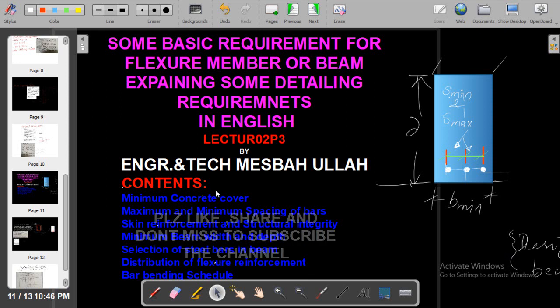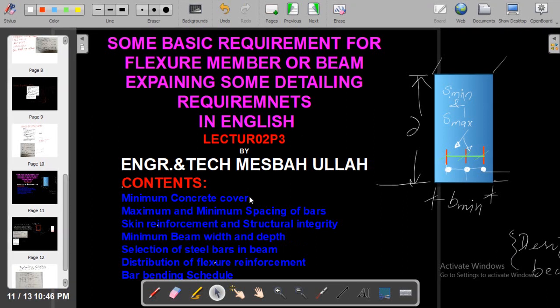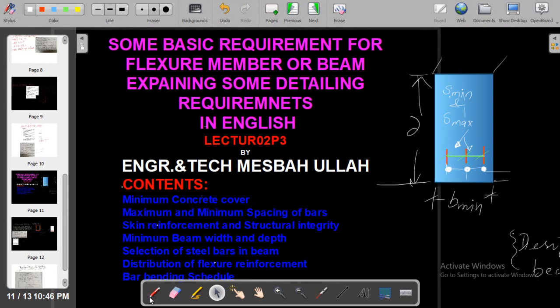Student, in part 1 basically we discussed the minimum concrete cover requirement, and then in lecture 02 part 2 we discussed the selection of steel bar. In the present lecture we will discuss the maximum spacing.